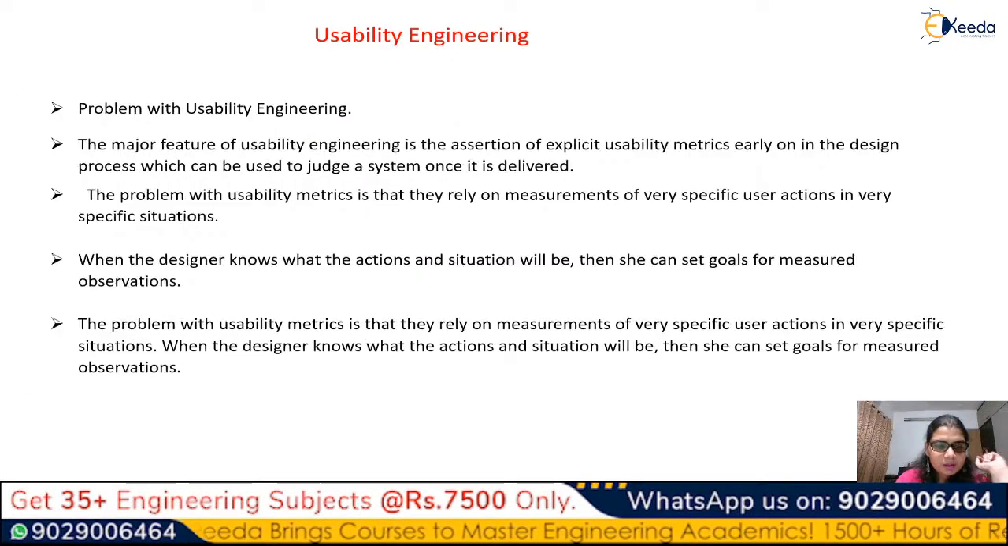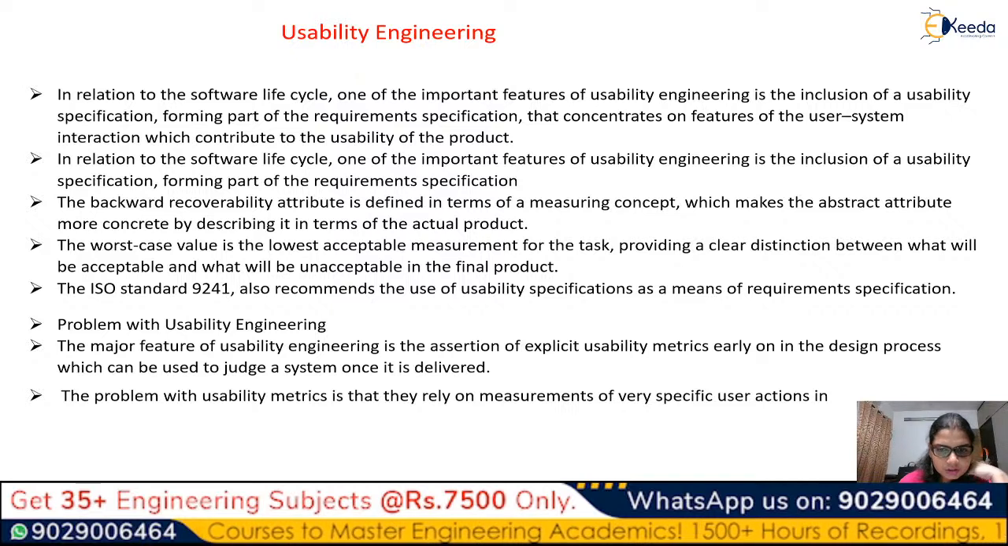Then, what is the main problem faced with usability engineering? Let's see. The major feature of usability engineering is the assertion of explicit usability metrics early on in the design process, which can be used to judge a system once it is delivered. So the explicit usability metrics go into the design process. We think of lots of things: the user wants this, let's do this, let's give them a text box, let's give them a link, let's give them this color, and so on.